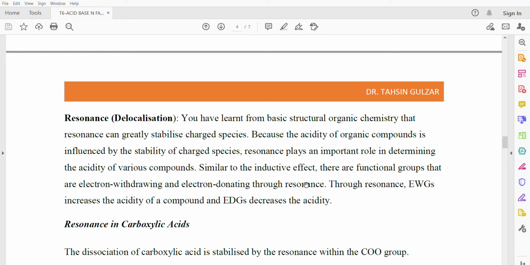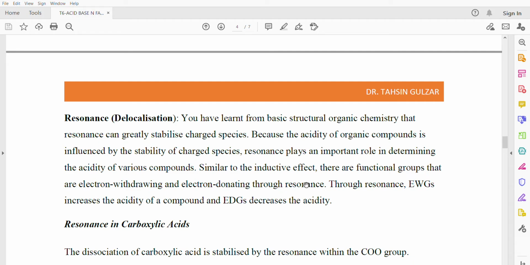Methyl group, for example in acetic acid, CH3COO negative is the conjugate base. If three hydrogens are replaced with electronegative fluorines, CF3COO negative. You have to compare CH3COOH and CF3COOH. CF3COOH is a stronger acid than acetic acid, because in acetic acid the methyl group is not helping, but the three fluoro groups are electron withdrawing.